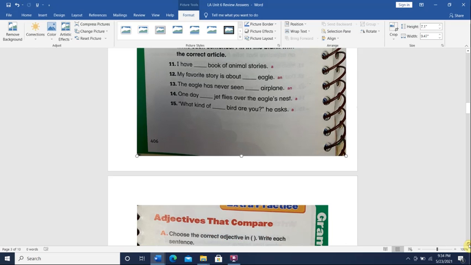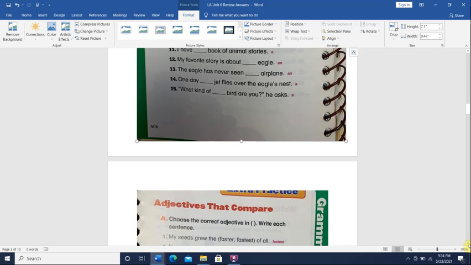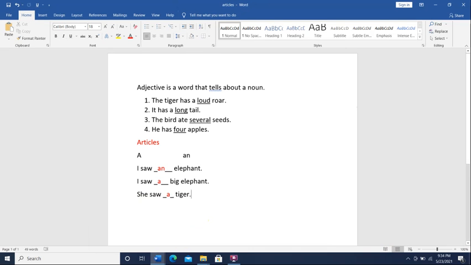Okay, next we're going to go to adjectives that compare. We said that when you compare, you either compare between two people or two places or two things. When you compare between two things, you add ER to the adjective. For example, my school is bigger than his school. How many schools am I comparing? Two. My school and his school.